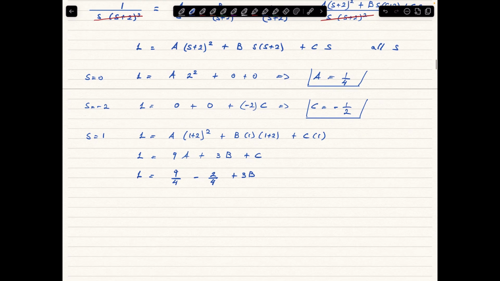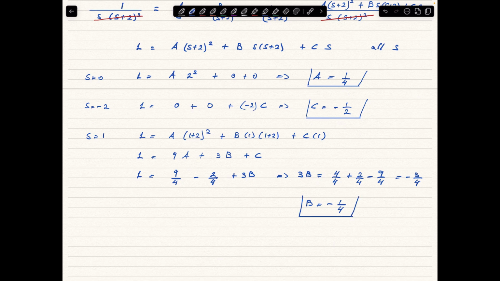So from here we get that 3b is nothing more than 1 on the other side, which is actually 4/4, plus 2/4 minus 9/4. All that is, 6 minus 9 is negative 3/4. So b has to be negative 1/4. So that's how we obtain all three constants.